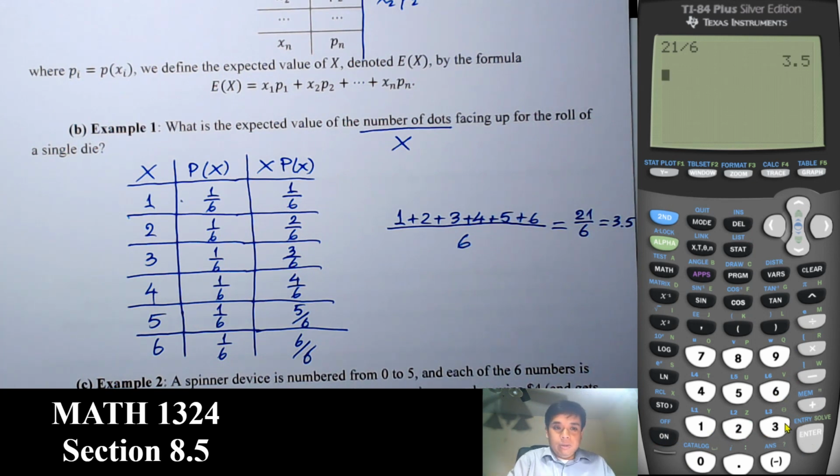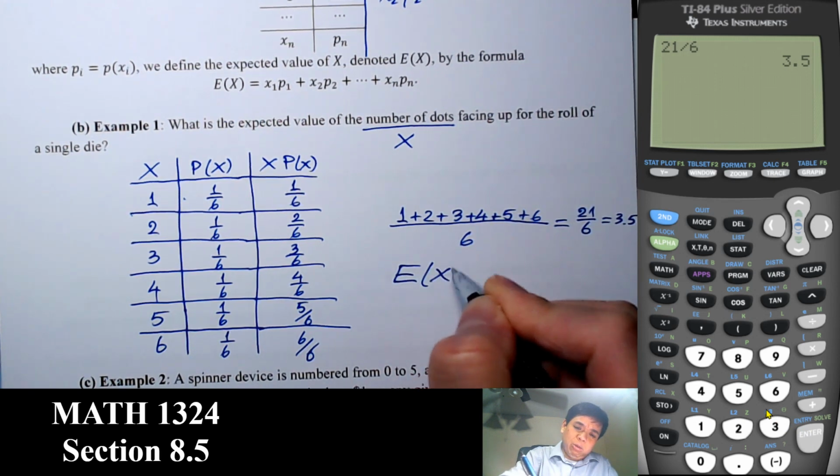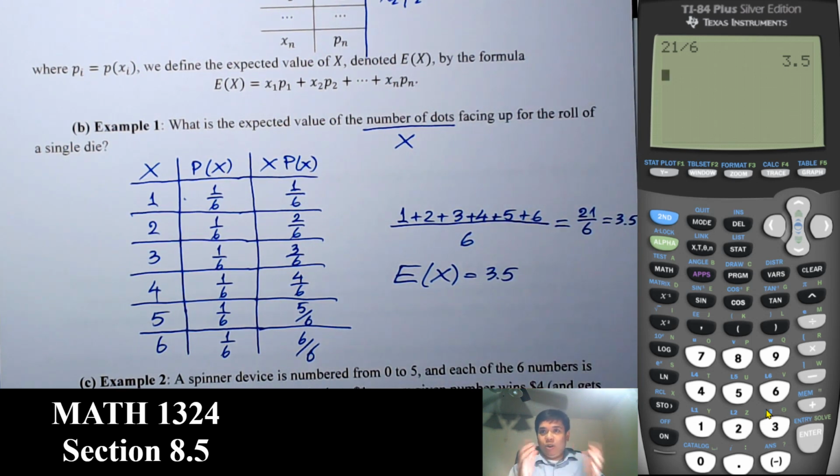Right, so that means the expected value is 3.5. So we say, wait a minute, how can we expect to roll a die and get 3.5 dots? Of course, you're not going to get 3.5. What expected value means is that if we toss that die for a very long time, over a very big number of times, then the average of all the dots is about 3.5. It makes sense, right? 3.5 is between 1 and 6, the average of 1 and 6, so that makes sense.